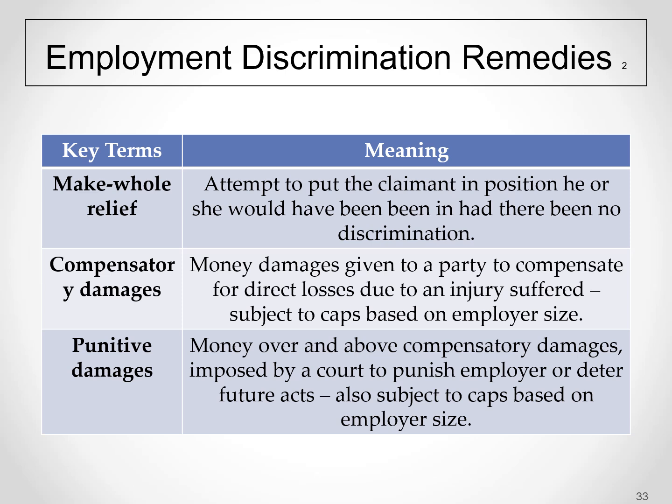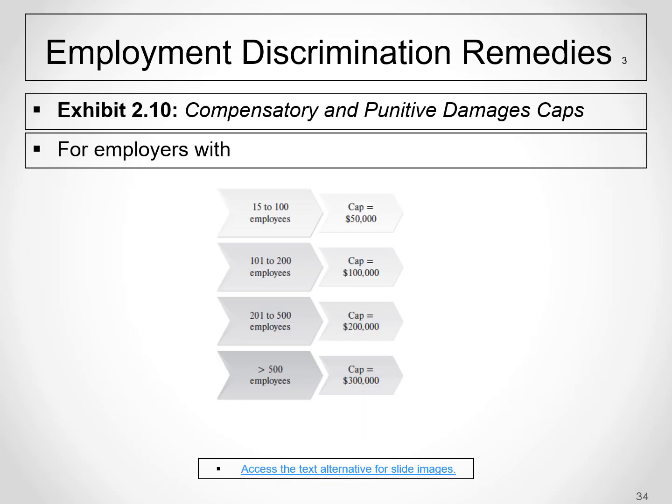Here's an illustration that defines kind of what these terms are. It's important to understand that under the law there are certain caps for damages, and they're different depending on the size of the company, basically how many employees are working in the company. These caps are dependent on the number of employees that an employer has. Juries may not be told of the caps on liability.